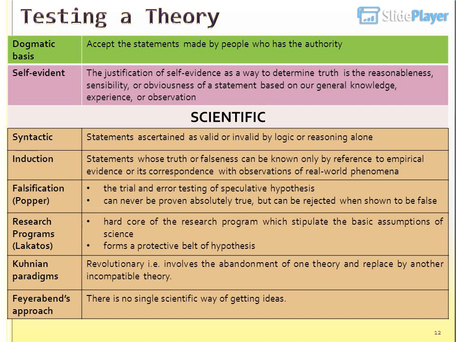Research programs, Lakatos: the hardcore of the research program stipulates the basic assumptions of science and forms a protective belt of hypotheses. Kuhnian paradigms: revolutionary science involves the abandonment of one theory and its replacement by another incompatible theory. Feyerabend's approach: there is no single scientific way of getting ideas.